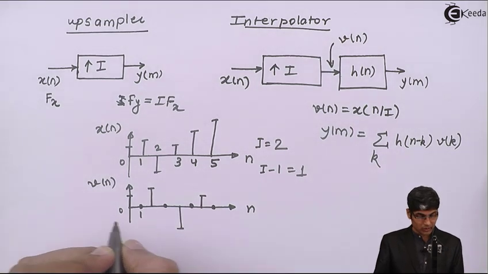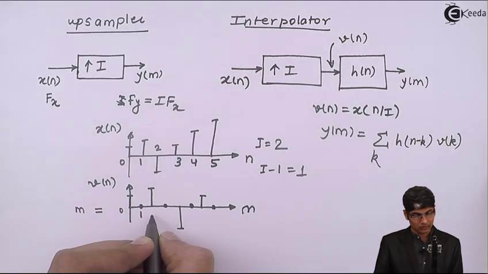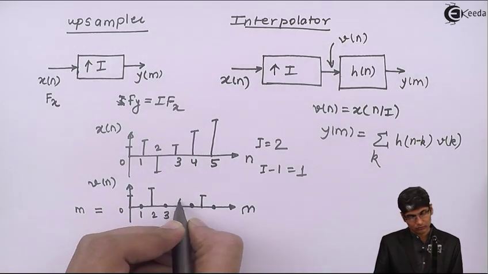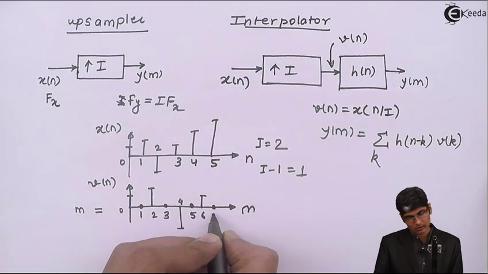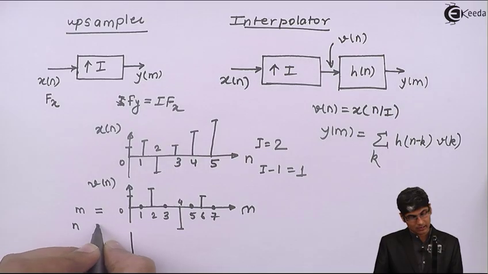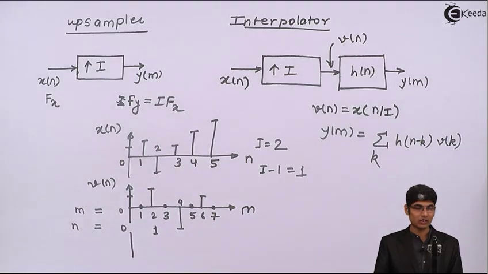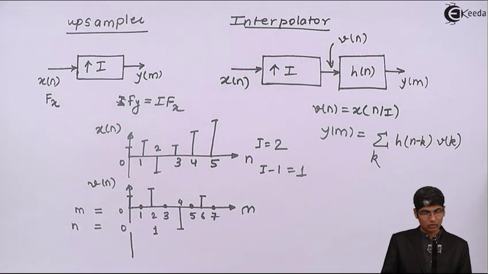Okay. So now here, let's say this is M. So M is going from 0, 1, 2, 3, 4, 5, 6, 7 and so on and so forth. Whereas N is running as, here it is 0. Okay, and where is 1? This was 1. Okay, so N is expanded compared to M. M is smaller.